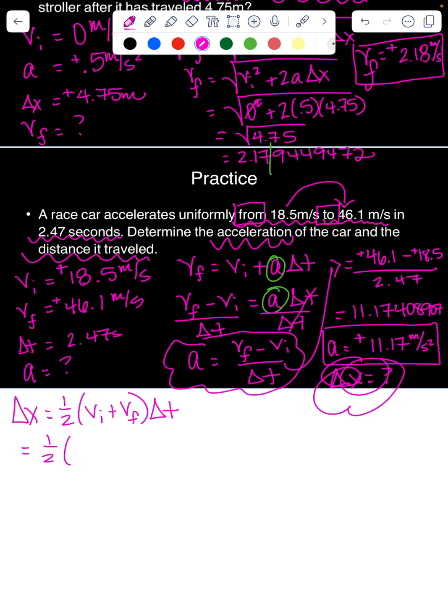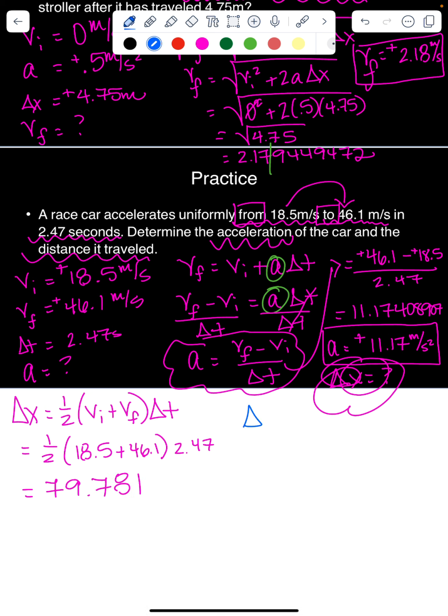We have 1/2 times 18.5 plus 46.1 times 2.47. So that's 18.5 plus 46.1 times 1/2 times 2.47. That's going to give me a raw answer of 79.781. I want to pause right there. Let's move on to the next one.